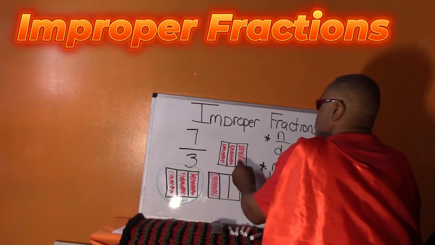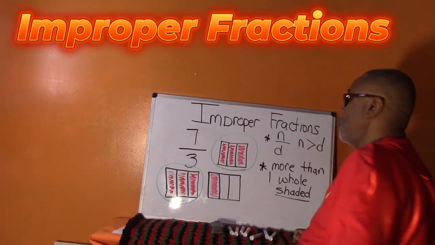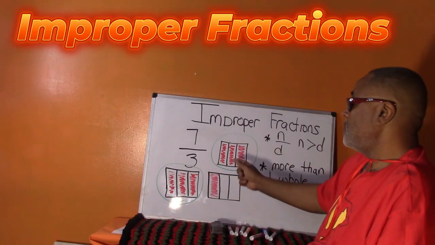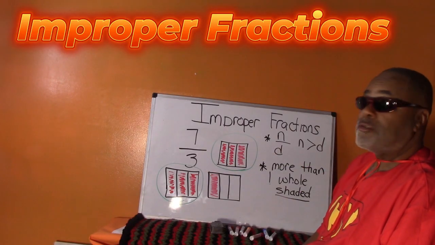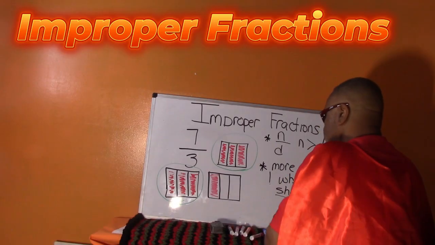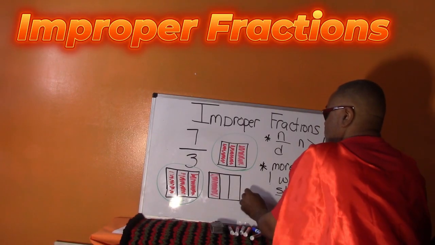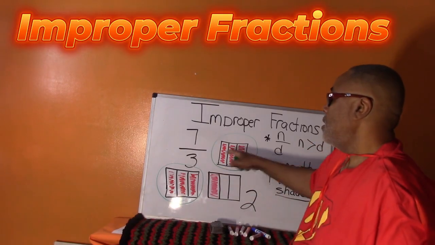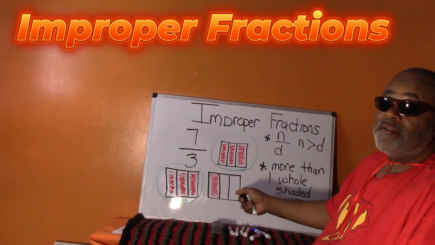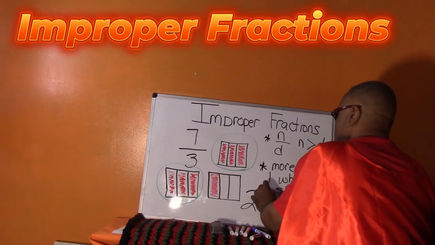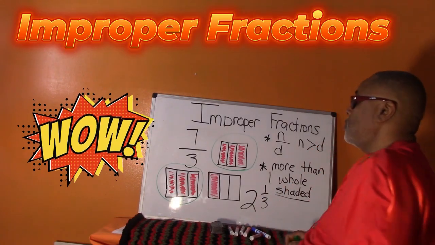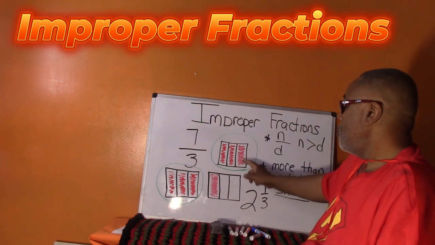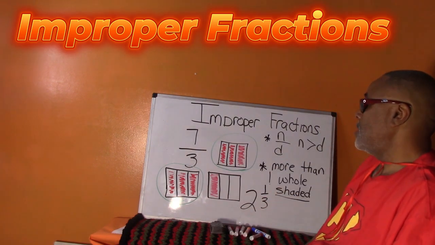This whole is shaded. So we have more than one whole shaded. So how many wholes do we have shaded in 7/3? Which is 2. So we got 2 wholes that are shaded. And what fraction is left? 1/3. Wow. So guess what? See that, 2 wholes are shaded and 1/3 is left over.